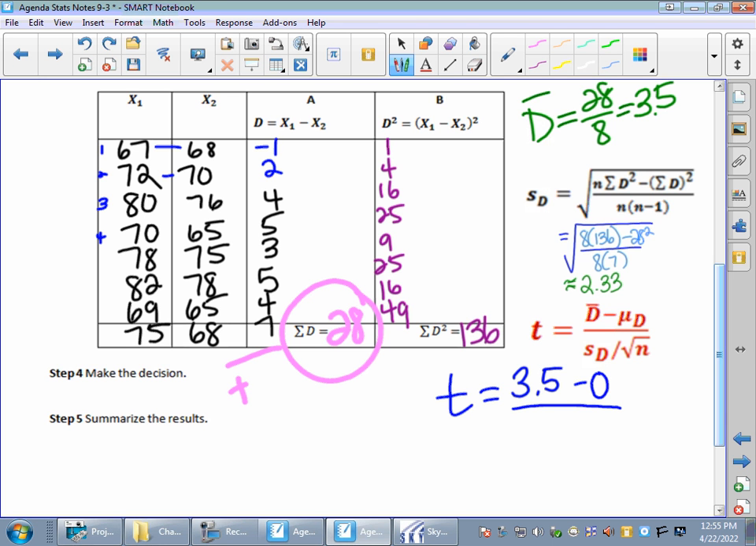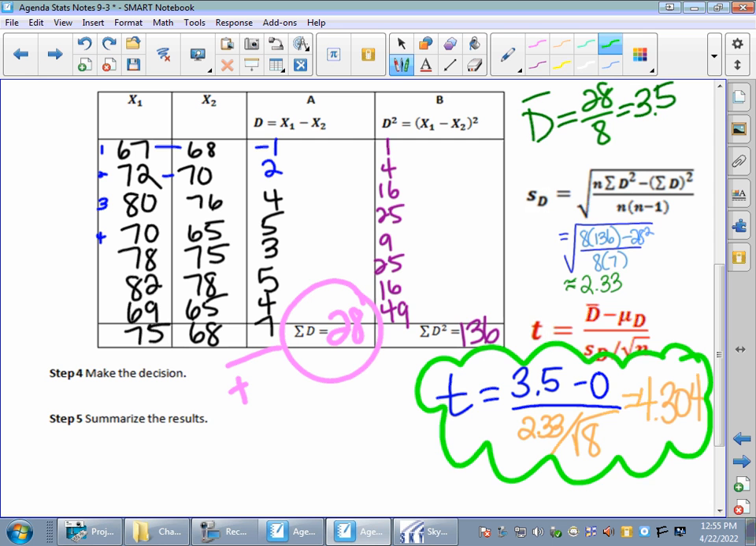over the standard deviation of our differences. We just calculated that was 2.33, over the square root of our sample size 8. Not so bad once we actually get the numbers to put into the formula. So I believe that comes out to like a 4.304. Again, check my calculation. So right here is the important test calculation.